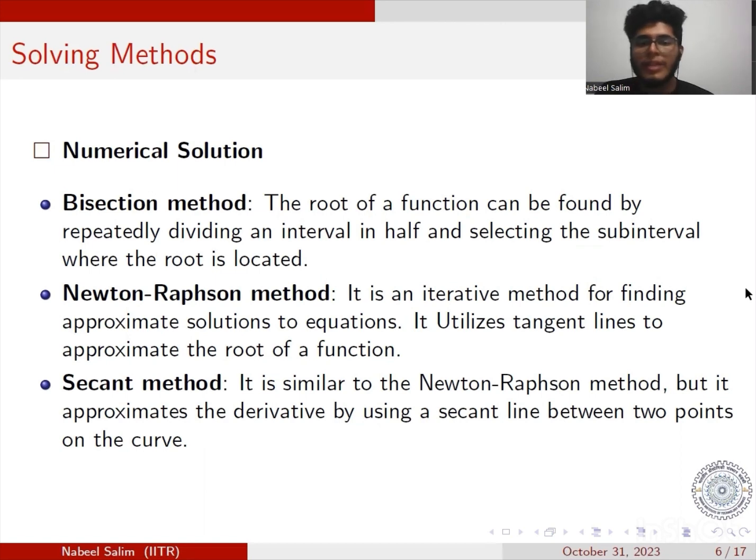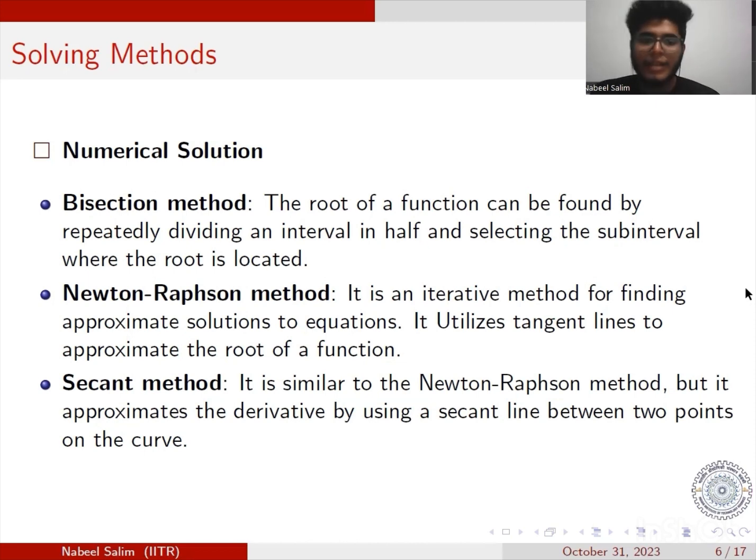Now, the Newton-Raphson method is an iterative method of finding the approximate solution to equations. It utilizes tangent lines to approximate the root of a function. Here, it uses the derivative of the function in the iterative method to find the approximate root. It also uses an initial guess. Starting from that guess, it iterates to find the approximate root. The solution is dependent on the initial guess, and we cannot confirm that the algorithm will converge or not.